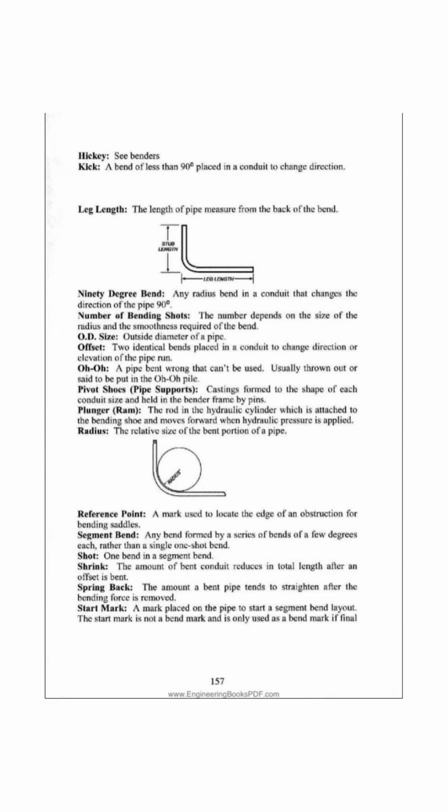Segment bend. Any bend formed by a series of bends of a few degrees each, rather than a single one-shot bend. Shot. One bend in a segment bend. Shrink. The amount bent conduit reduces in total length after an offset is bent. Spring back. The amount bent pipe tends to straighten after the bending force is removed. Start mark. A mark placed on the pipe to start a segment bend layout. The start mark is not a bend mark and is only used as a bend mark if final.